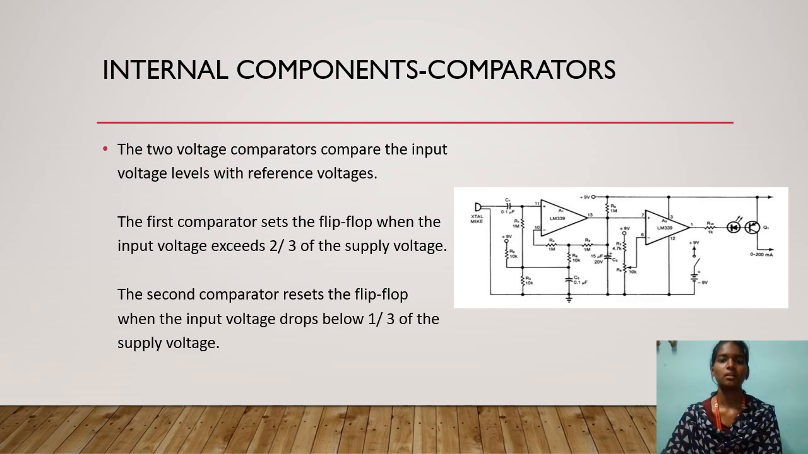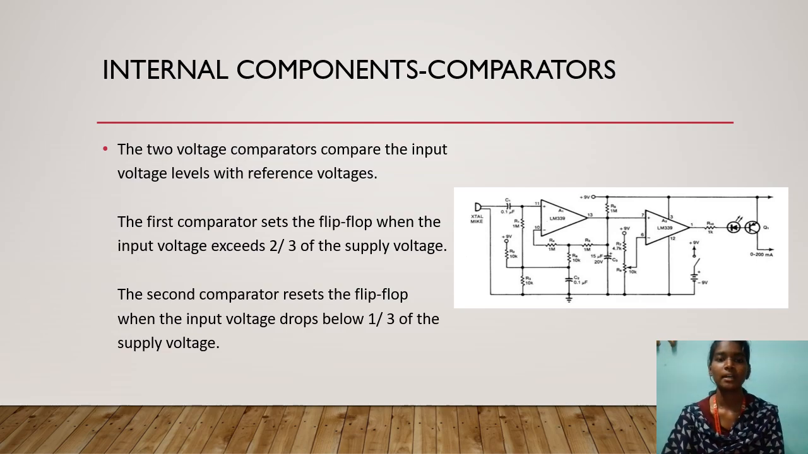Internal components. Comparators. The two voltage comparators compare the input voltage levels with the reference voltages. The first comparator sets the flip-flop when the input voltage exceeds 2/3 of the supply voltage. The second comparator resets the flip-flop when the input voltage drops below 1/3 of the supply voltage.